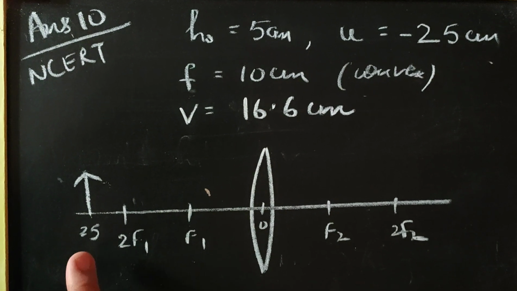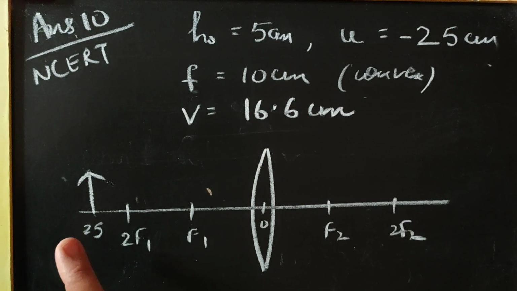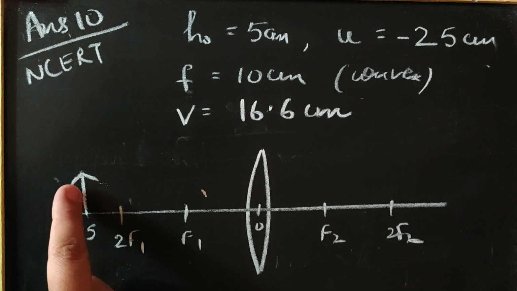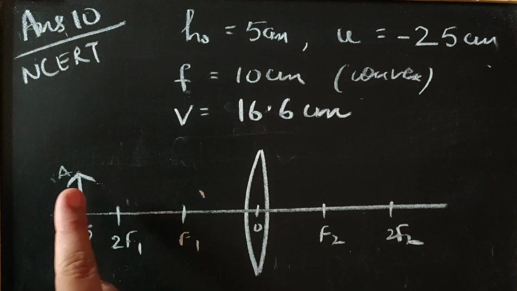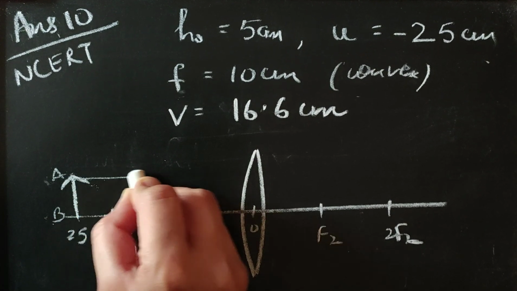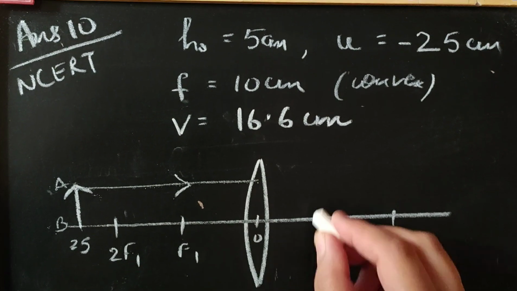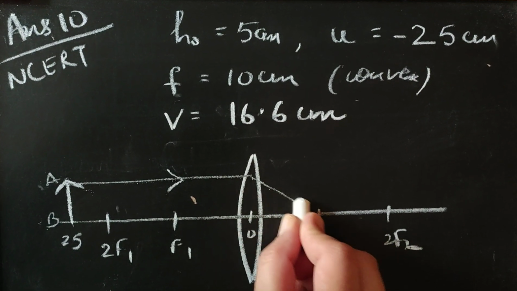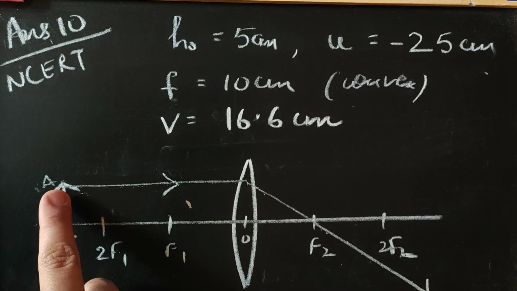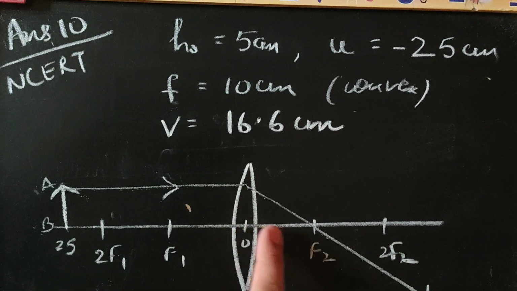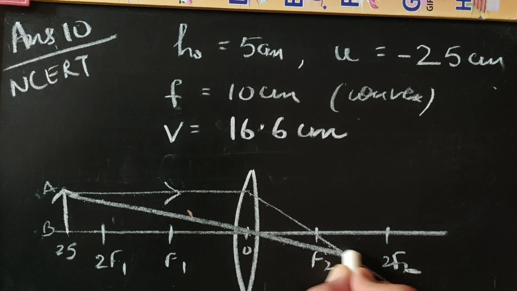Now, when the object is beyond 2f, we have already done this ray diagram. We are using the same two rules to complete the ray diagram. Two rays will be emerging from the head of the object, which we label as A. So two rays, one which goes parallel to the principal axis. After refraction, it passes through the focus on the other side. The other ray, which starts from A and passes through the optical center, will go undeviated.